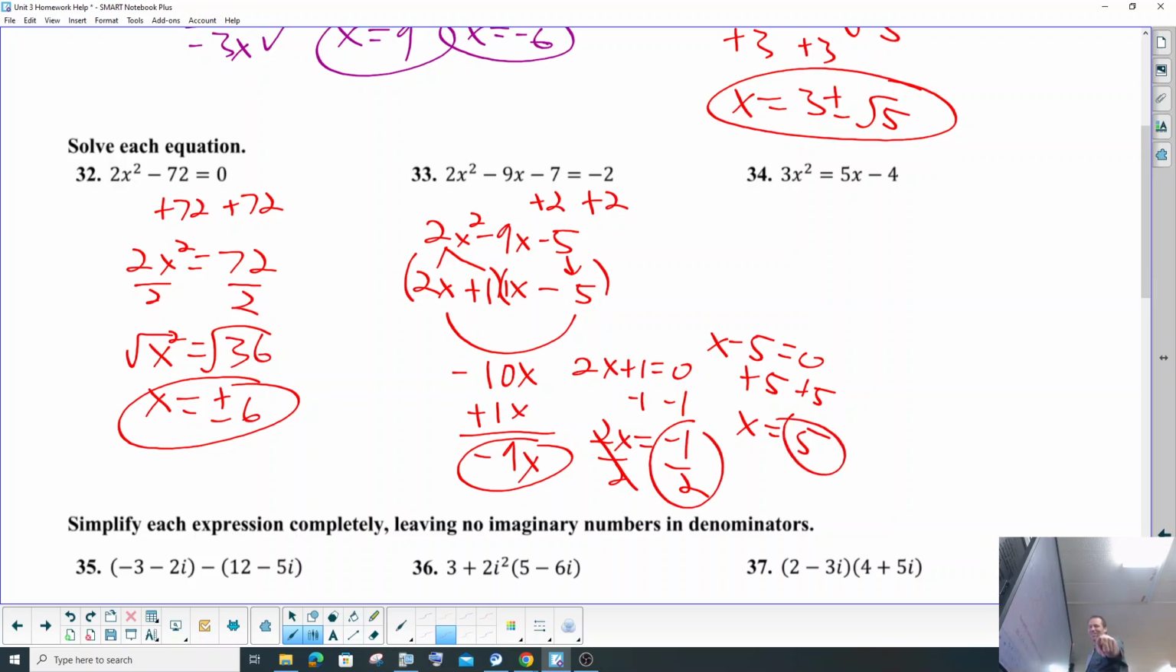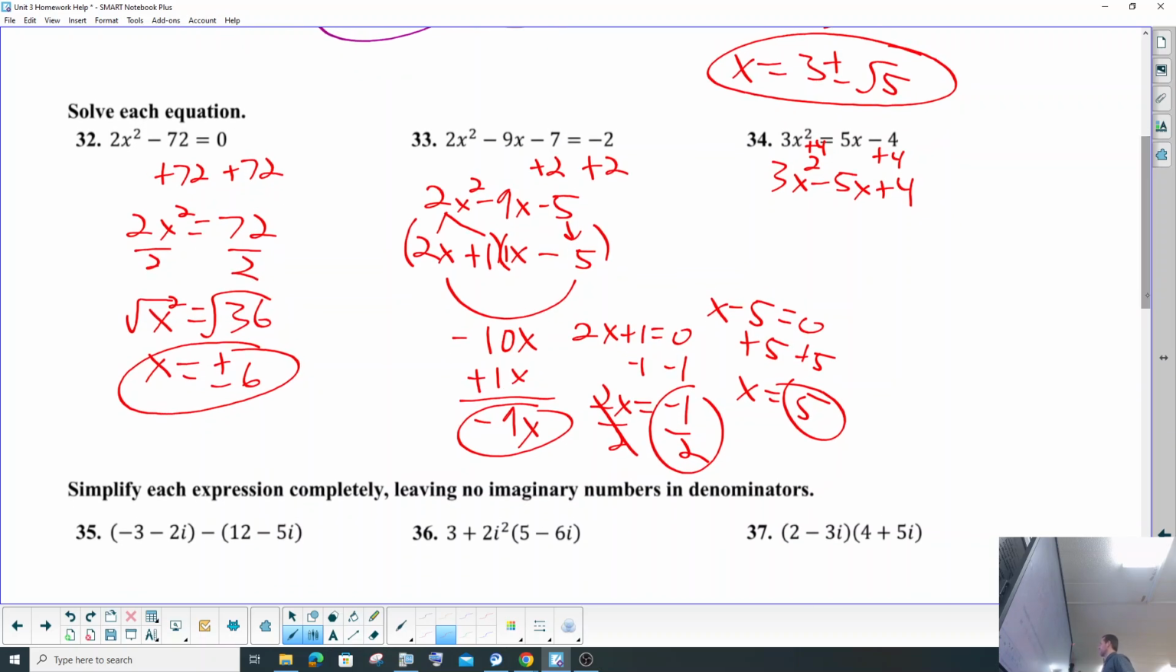Ooh, this one looks like quadratic formula to me. So we get everything on the same side. So 3x squared minus 5x plus 4 to the other side. Yeah, I don't see any way. I think it's going to be quadratic formula, you guys. Okay, here we go. Quadratic formula. X equals, put on your note card. Note card, put on your note card. Negative b plus or minus the square root of b squared minus 4ac all over 2a.